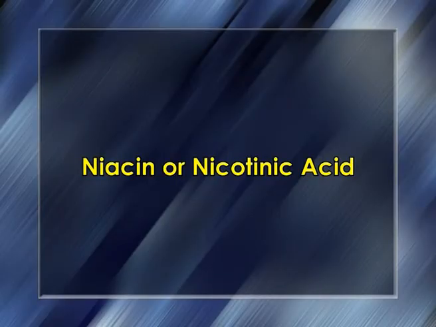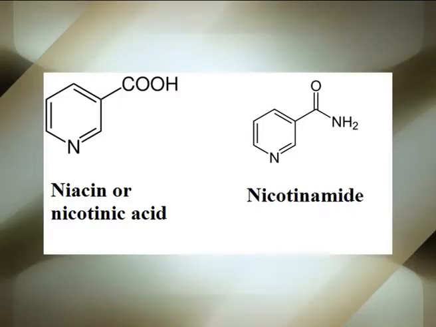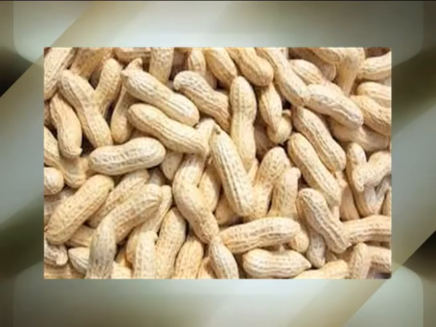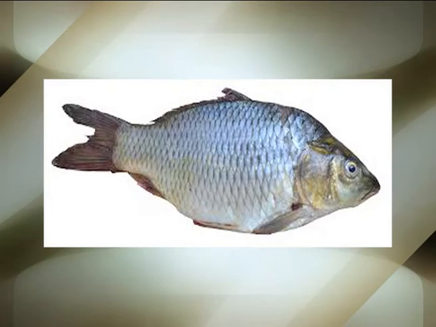Next, niacin or nicotinic acid. Niacin is also known as nicotinic acid or nicotinamide. It's a white crystalline compound soluble in water, stable to heat, light, acids and alkalis. Whole cereals, dried yeast, liver, groundnuts, legumes and fish are good sources.